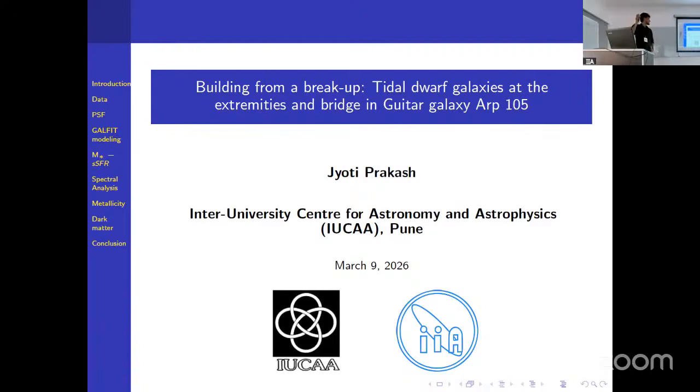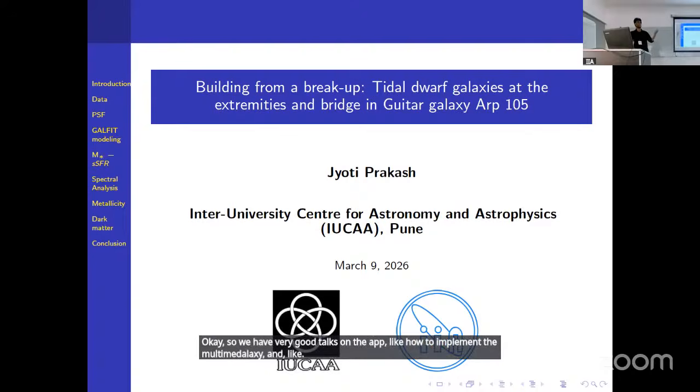Am I audible? Yes. Okay. So we have had very good talks on galaxy mergers, like how mother galaxies interact, and how sometimes we can form some debris. So I'm going to talk about galaxy mergers and tidal dwarfs.